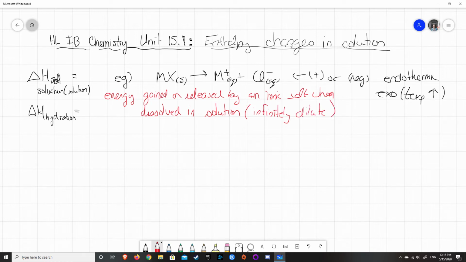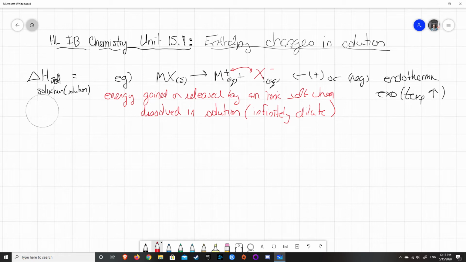Because of course, we dissolve this into the solution, and these ions are going to interact in solution, so they're going to attract a little bit. But as we dissolve more and more, we're going to have more and more M plus and more X minus in solution, and the M pluses are going to repel each other, and the X minuses are going to repel each other. So that's why we need infinitely dilute solution, because we're taking away the effect that as we put more and more salt into the solution, we get more and more intermolecular forces between the ions in the solution.